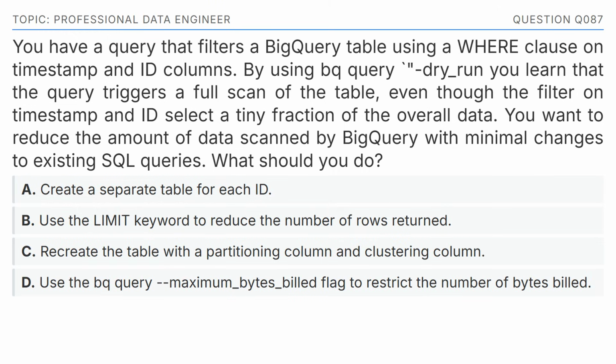The options are: Option A, create a separate table for each ID. Option B, use the limit keyword to reduce the number of rows returned. Option C, recreate the table with a partitioning column and clustering column. Option D, use the BigQuery maximum_bytes_billed flag to restrict the number of bytes billed.